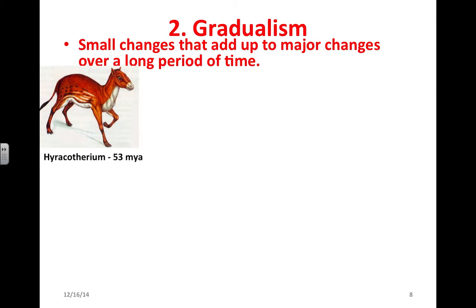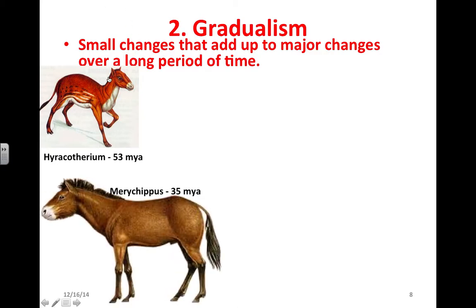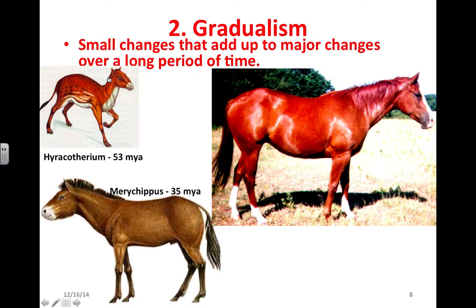Let's quickly talk about the evolution of the horse. This is the Hyracotherium from 53 million years ago. This is just basically a midget horse is what he is. And then 35 million years ago, we got the Merychippus, which is a little bit bigger than this dwarf horse. And then, of course, this is today's horse.